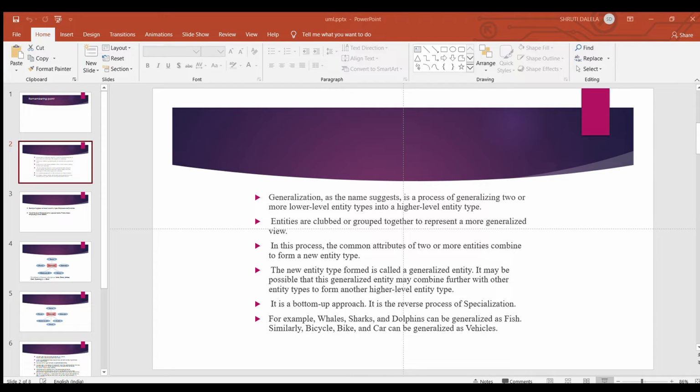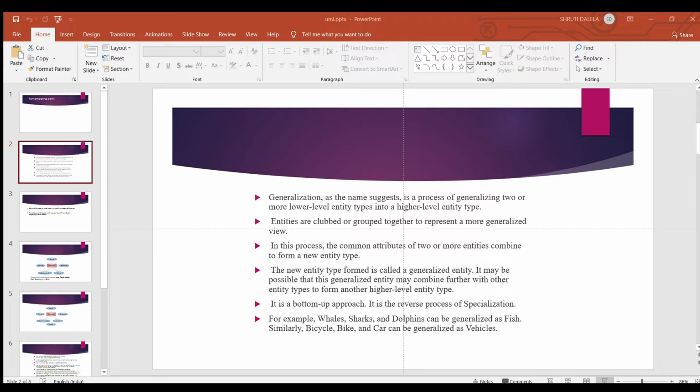मतलब this is a process of chain. जब हमने दो या दो से ज़्यादा lower level entities को लिया and then combined them together to form a higher level entity, now that higher level entity is also combined together to form another higher level entity. So this is a chain. It is a bottom up approach. It is also the reverse process of specialization.